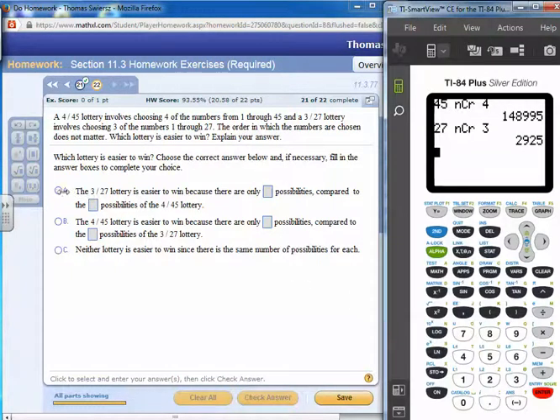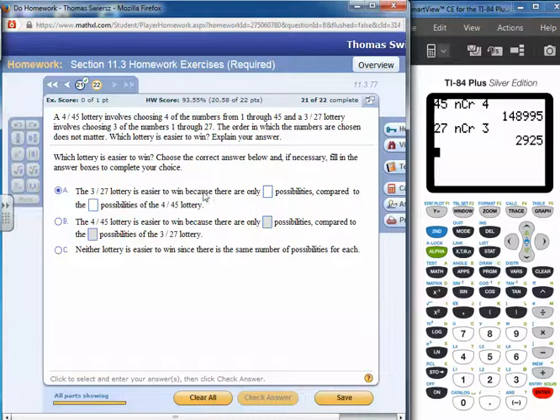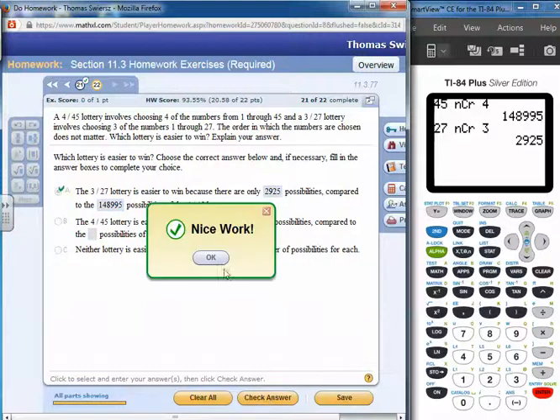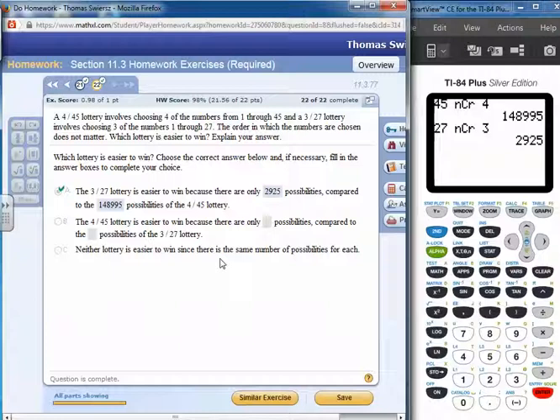So definitely the 3/27 lottery is easier to win because there are only what? 2,925 possibilities, compared to the possibilities for the 4/45 lottery, which is 148,995. A lot more possibilities, so definitely the 3/27 is a lot easier to win. Okay, so we did each one with the combination.